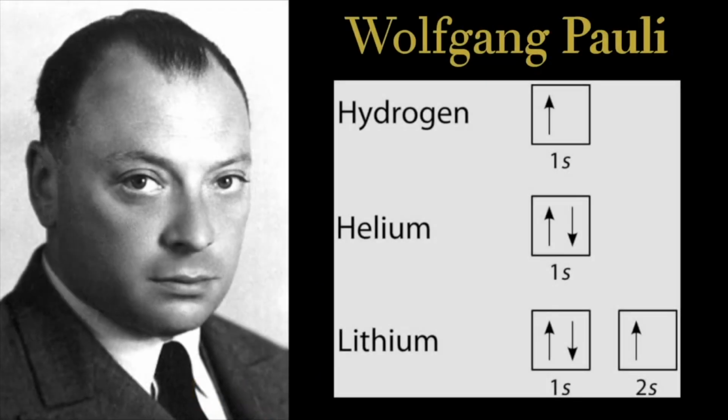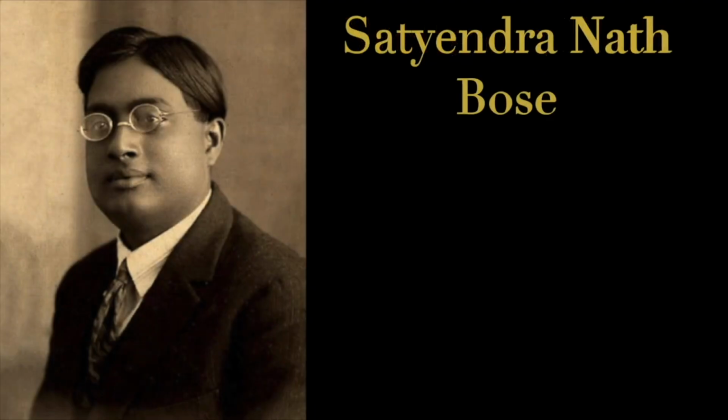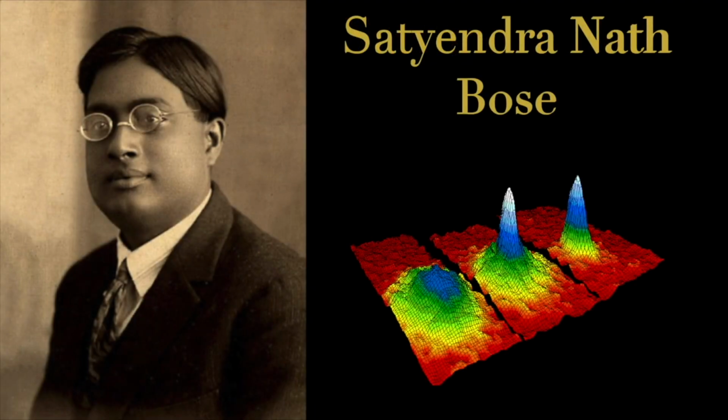Wolfgang Pauli showed that because of this spin property, objects with identical states cannot occupy the same space. And this actually explains how the periodic table of elements works. At the same time, Satyendra Nath Bose says the opposite about photons, or bosons, as they get named after him, where bosons can share the same state and space.